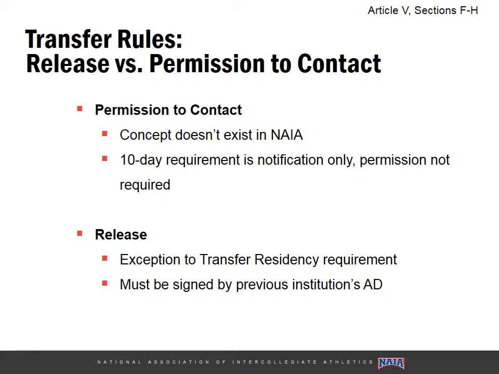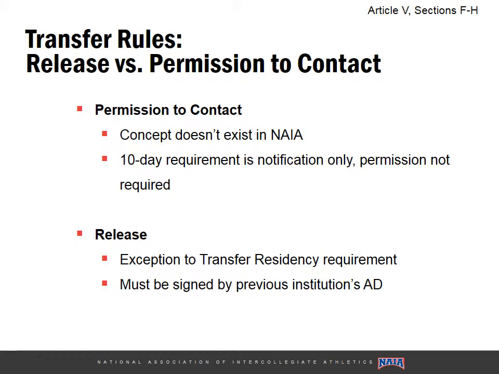Although a common phrase heard around college athletics, a permission to contact is not a concept that exists in the NAIA. Coaches are required to notify an institution of contact with a student looking to transfer within 10 days of initial contact with the student.